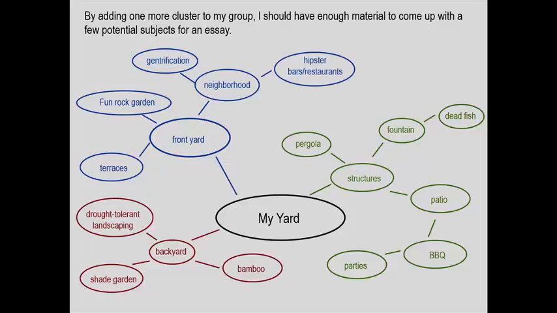So then I think about my front yard. I made a fun rock garden, and I love that. My neighborhood has become very hip lately, so there's lots of cool bars and restaurants where people with interesting facial hair hang out. So that's another aspect of my yard. It's where my mind went, so that's what you get, right?